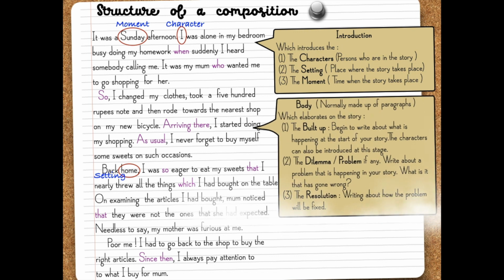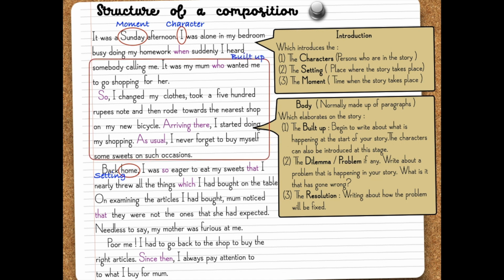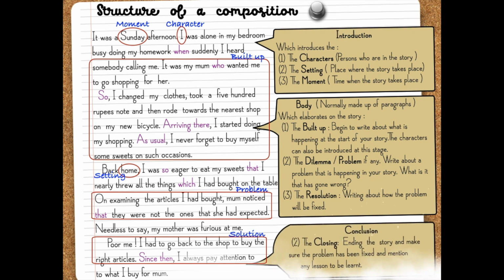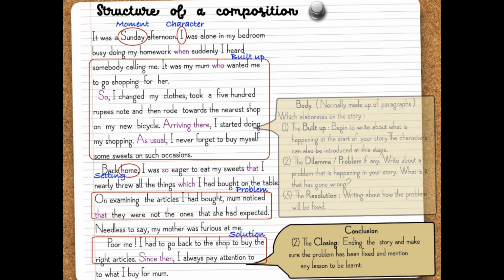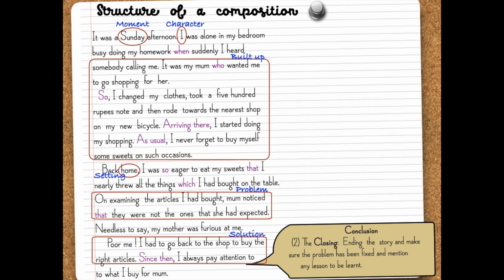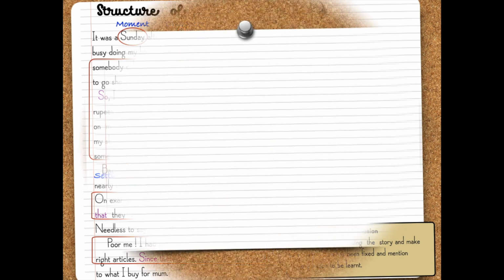Here, it starts with the build-up, where you talk about what is happening at the start of the story. Moreover, quite often, a story depicts a dilemma or a problem. For example, in this composition, the problem would be that the articles bought were not the ones that mother had expected. Finally, you talk about how the story ends, the solution or lesson learned from it. One last thing, kids, repetition of words and ideas should be avoided in composition writing.